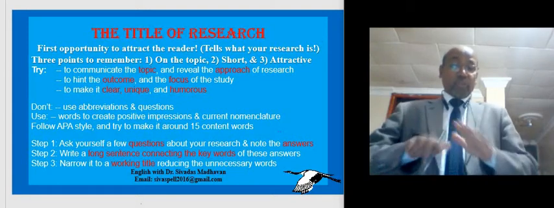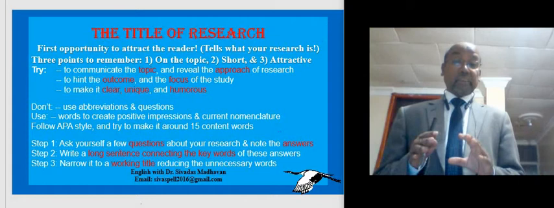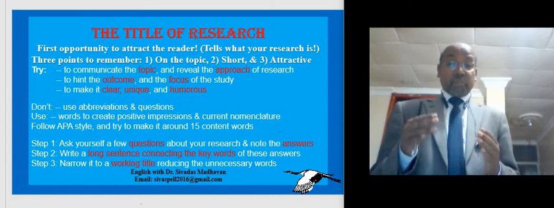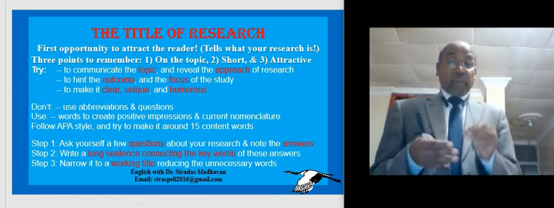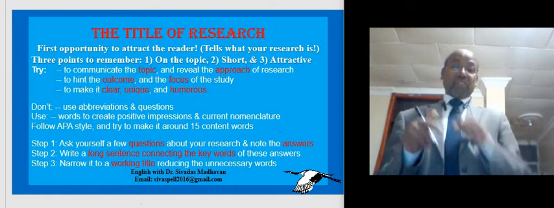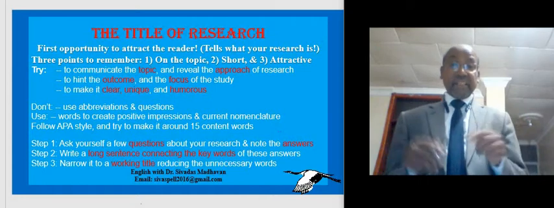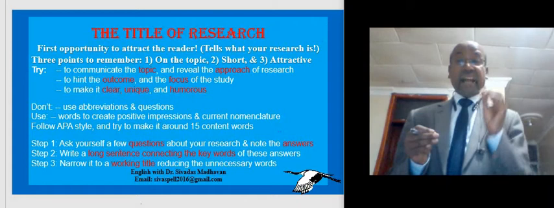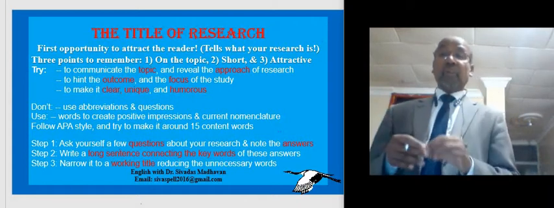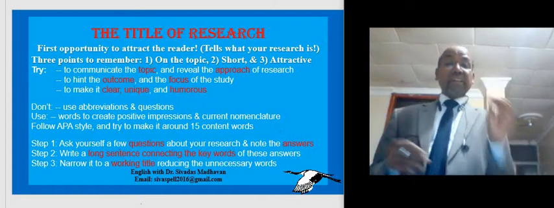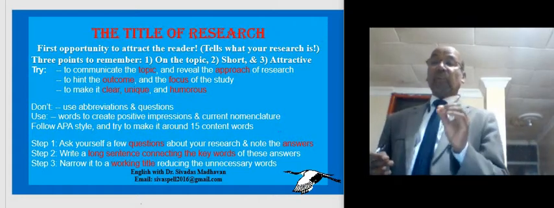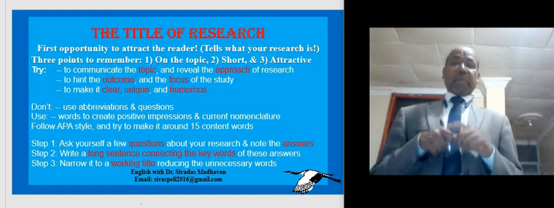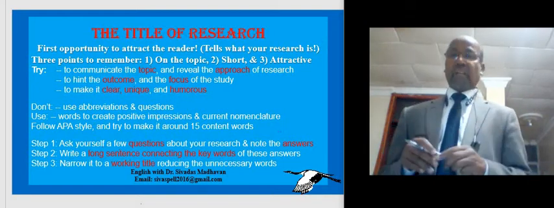Actually, I told you there is no hard and fast rule, but this is a way to restrict yourself, to guide yourself to write an appropriate title of the research. And then it will be suitable to your research. And the title will show what the topic is. It will communicate the topic to the reader, or to the person who sees the research paper. That is number one.